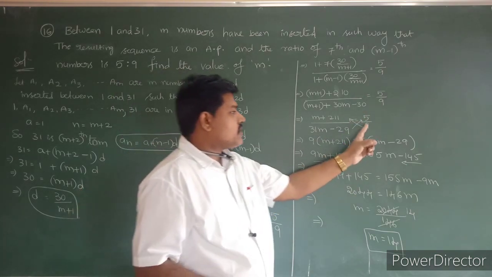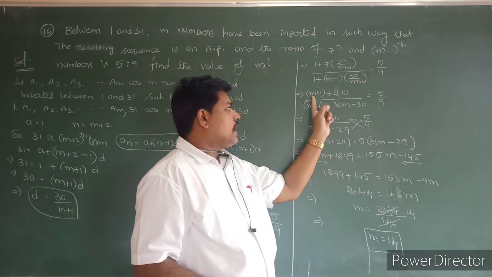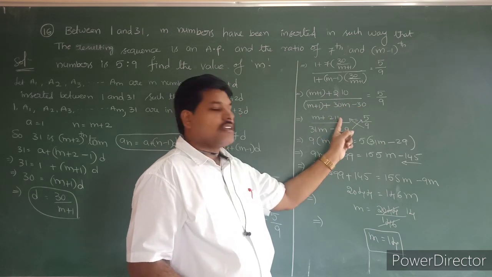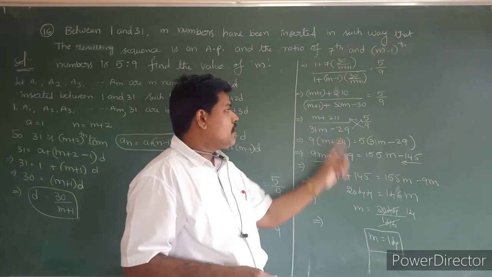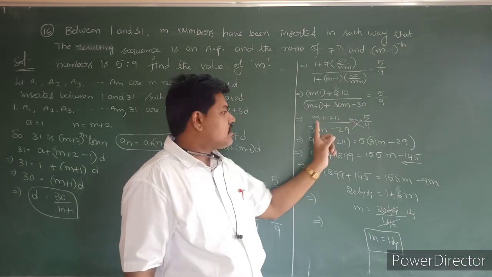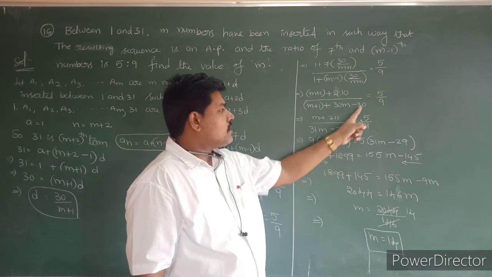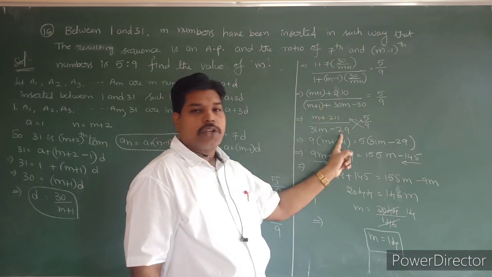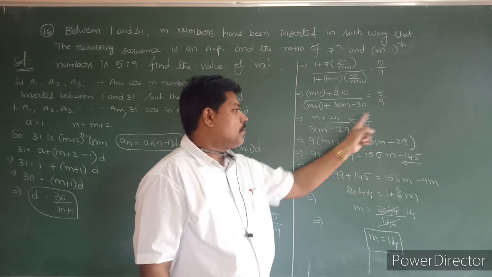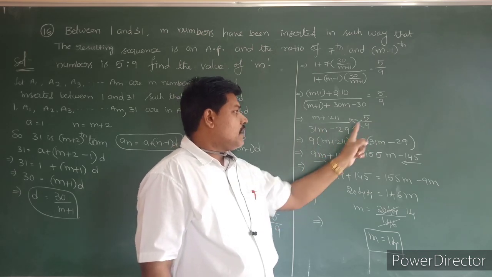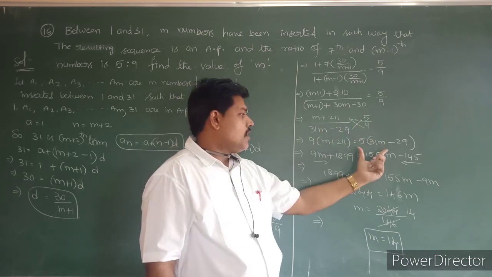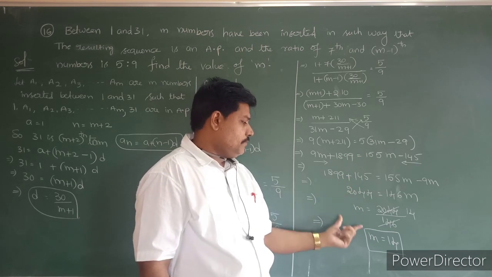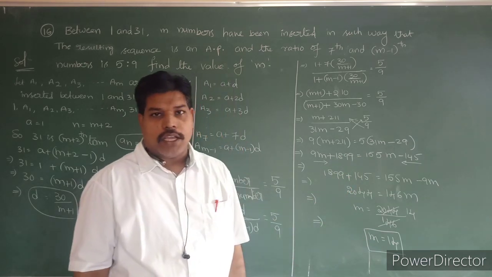So after getting this, just take the cross multiply and add the terms. m plus 1 plus 210 is nothing but 211. In the denominator, 1 plus 30m is nothing but 31m, minus 30 plus 1 is minus 29. Just take the cross multiply and take 9 to this side and take this term to that side. And multiply the terms, you will get that m value is 144.